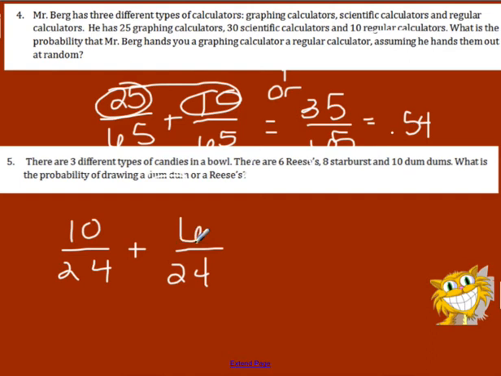So now I'm going to add the numerators. So 10 plus 6 is going to give me 16. And then we're going to divide each of those by 4. Or by 24, sorry, 16 divided by 24, and you get 0.67.